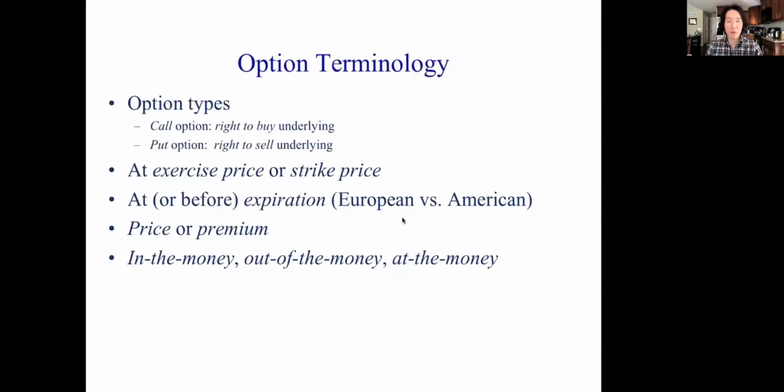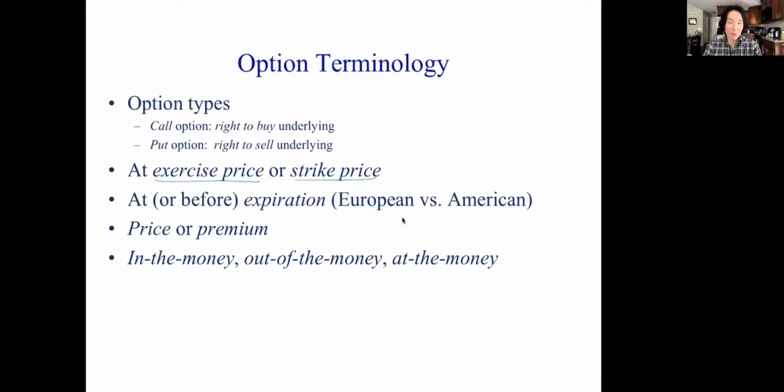Okay, so let me first review some of the basics. So what are the option types? Option types are, in a big picture, there are two. A call option gives you the right to buy the underlying stock or any underlying financial assets. And a put option gives you the right to sell an underlying asset. Now, when you exercise the options, at what price do you sell or buy? That price is called the exercise price or the strike price.